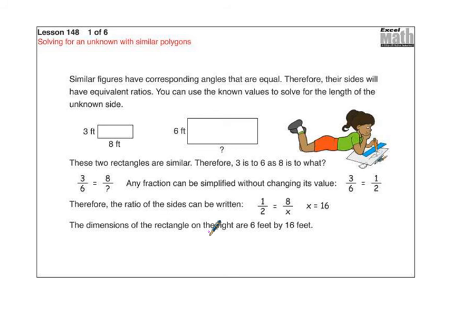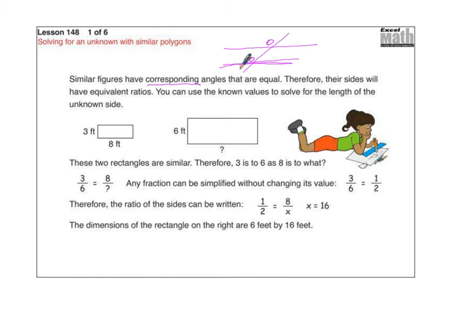6th grade Excel, lesson 148, solving for an unknown with similar polygons. Similar figures have corresponding angles that are equal. You guys already know about this term corresponding because you do these things like this. Remember those? I have a studio audience helping me out here today. So this angle is corresponding to that angle. Remember that stuff? So we're going to do the same thing now on shapes.